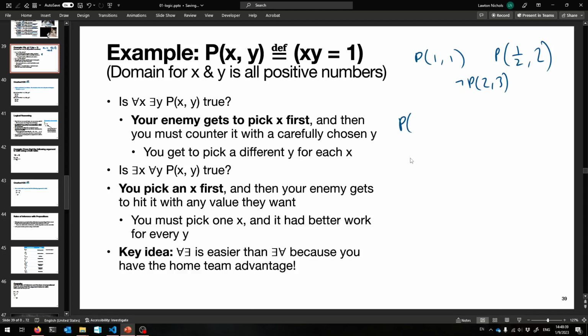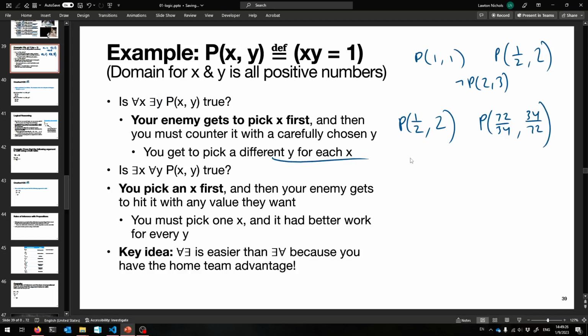So for example, here's how the game might play out. Your enemy picks 1/2. Then it's your turn to pick. Can you find some y value such that this times the y is equal to 1? Sure, you can pick the 2. Pretend that the domain is positive numbers, so 0 is not possible here. Let's say your enemy picks another horrible number. They give you 72/34. And then it's your job to pick a y. You've got to counter every possible x. Pick a y such that x times y is still 1. You can totally find it, right? 34/72. That's the one that counters that one.